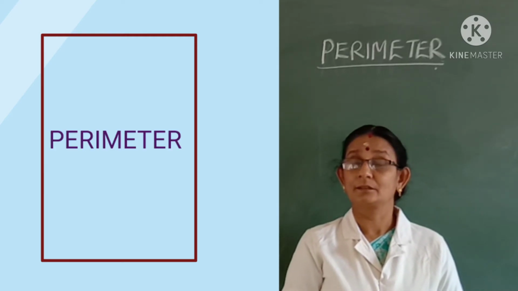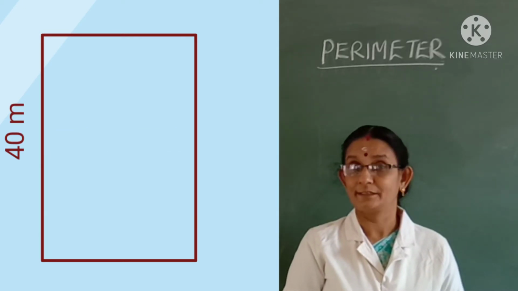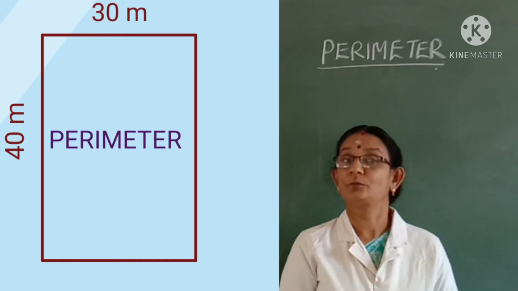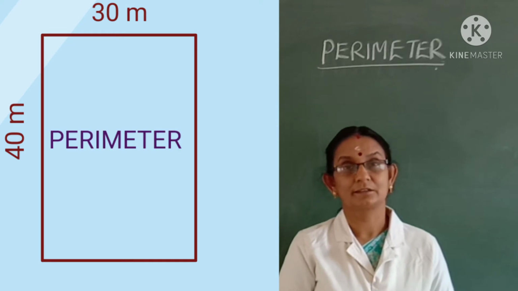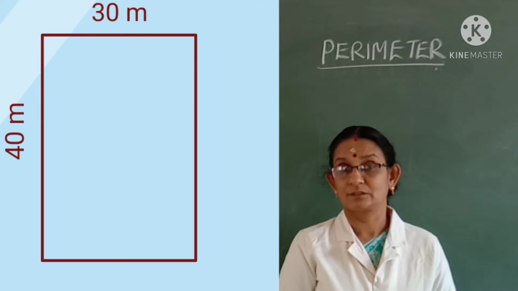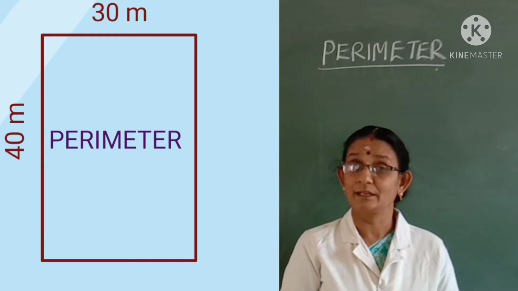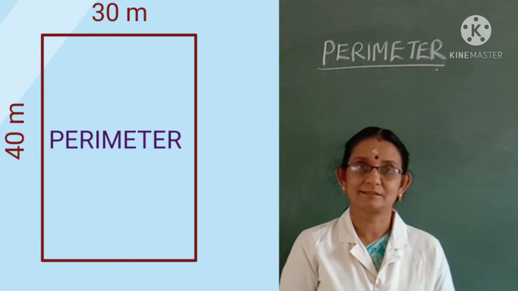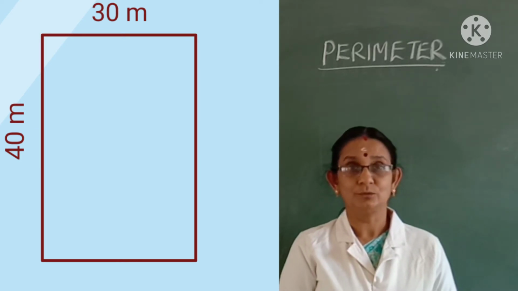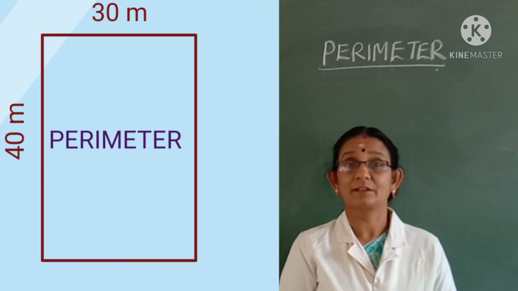Here, the length of one side of the rectangle is 14 meter and the other side is 30 meter. So to find the total length of the rectangle, I need to add all the lengths of all sides of the rectangle. So you know that the opposite sides of a rectangle are same, isn't it? Do you remember that, children? Yes. So we can find now the total length of the sides of the rectangle.